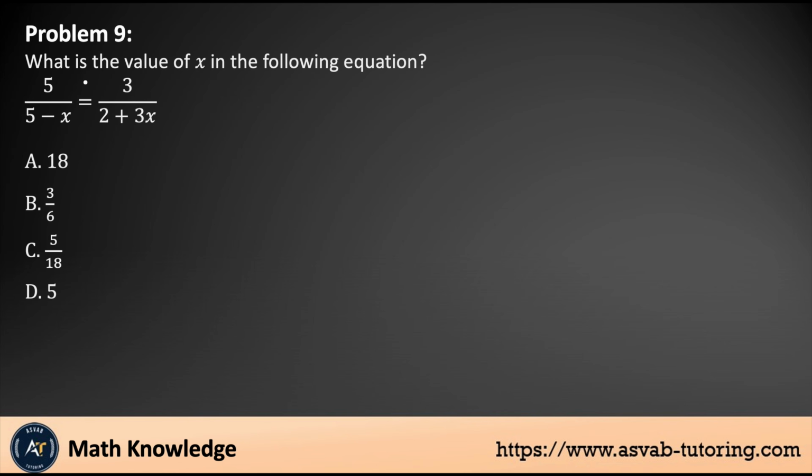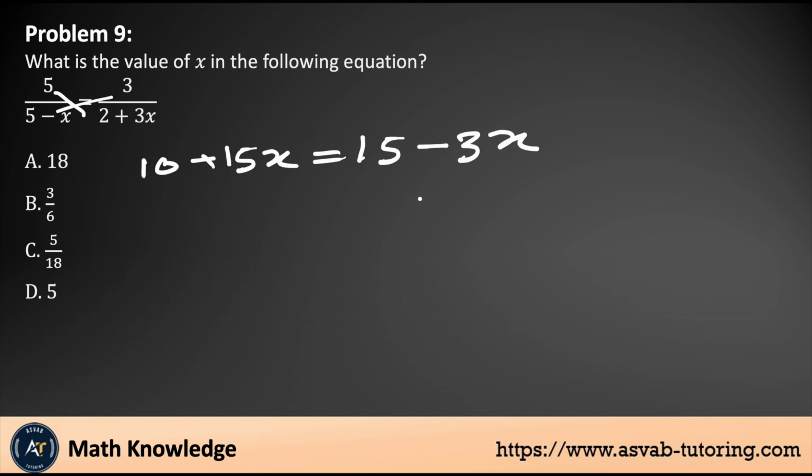Problem number 9, what is the value of x in the following equation? If you want to solve that, you have to do the cross multiply. So that means you have to multiply this with that, that with that. So that gives you 5 times 2 is 10 plus 3 times 5 is 15x equal 3 times 5 is 15 minus 3x, right? So add both sides by 3x in order to solve this equation.